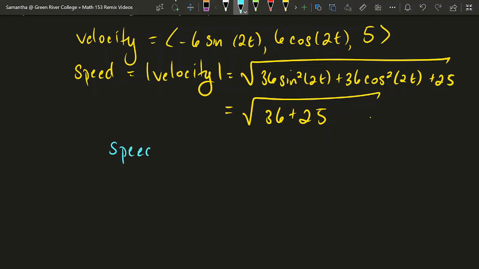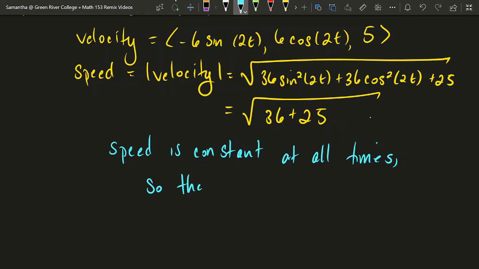Because the speed is constant at all times, the rate of change must be 0.